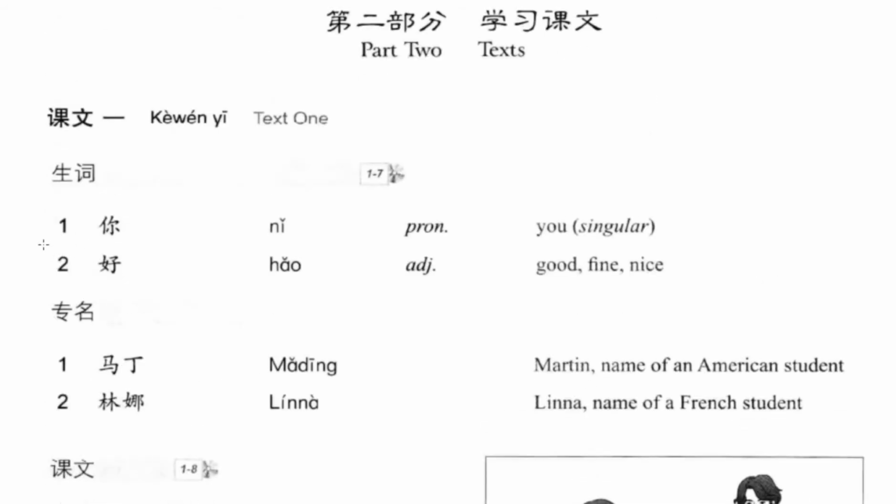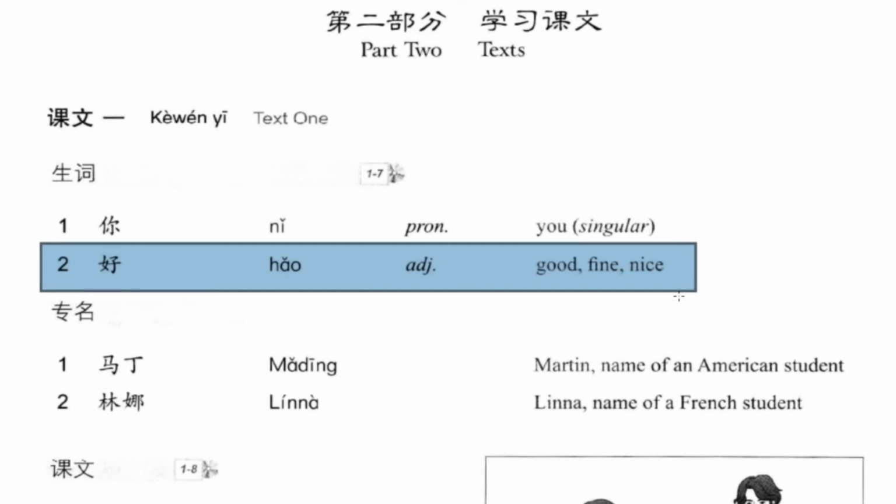And the second one here, 好 means good, fine, nice. I want to suggest you that you need to remember this one, because when people ask you in Chinese 好吃吗或者说好看吗, you could say 好吃好看. It's a nice word, right? And let's read this together. 你好 means hello.